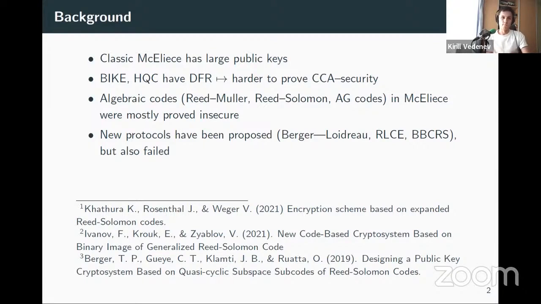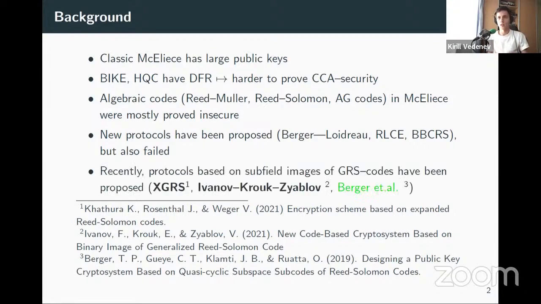So recently, protocols based on subfield images of GRS codes have been proposed, and here you can see these protocols: XGRS, Ivanov-Krouk-Zhilin, and Berger et al. Our goal in this talk is to attack XGRS and Ivanov-Krouk-Zhilin, and Berger's protocol is still secure, I guess.